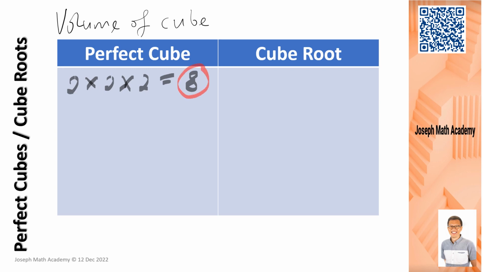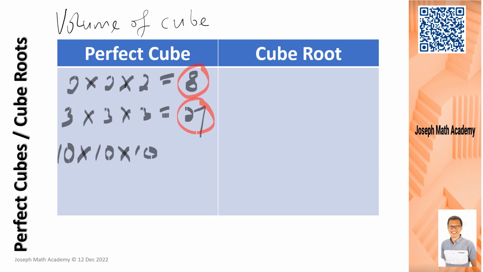Let's continue to list. If the cube has a side of 3 cm, then the volume will be 27. And 27 is a perfect cube. Let's move on to a 10 cm cube. Then the volume will be 1000. The circled numbers are called perfect cubes, or some books call them cube numbers.